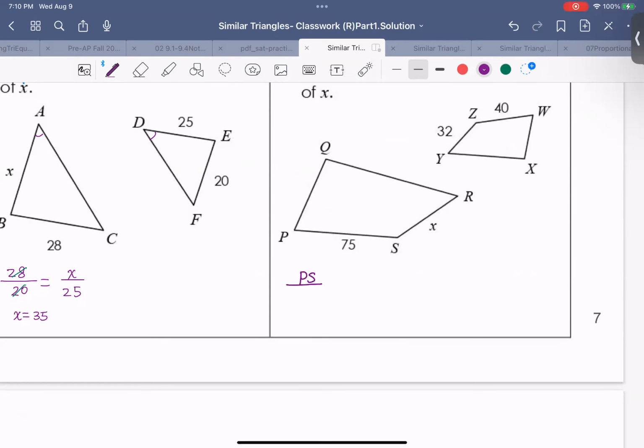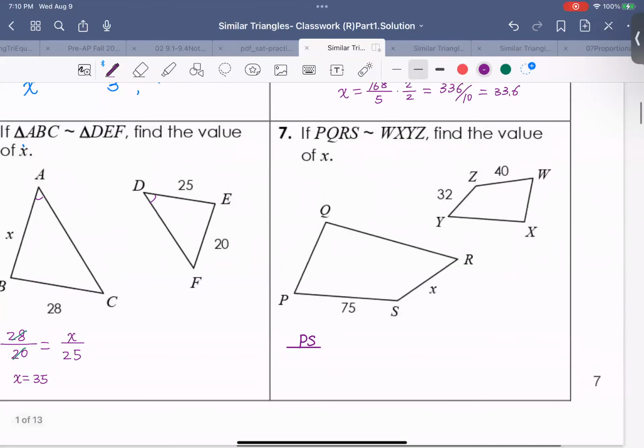So if this is PS, we want to check over here. PS over WZ, right? Yeah, equals to RS divided by YZ. Yeah, this is RS, this is YZ. Very good. And then we can plug in. You get 75 over 40 is equal to X over 32.